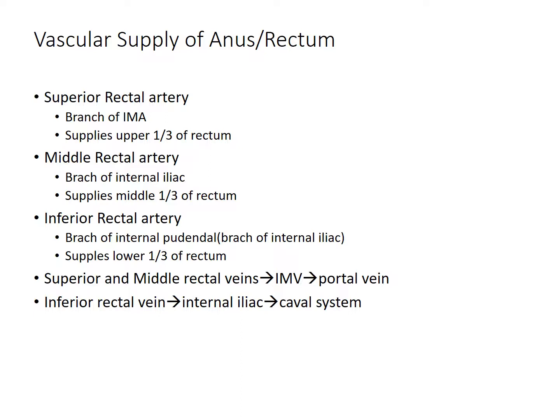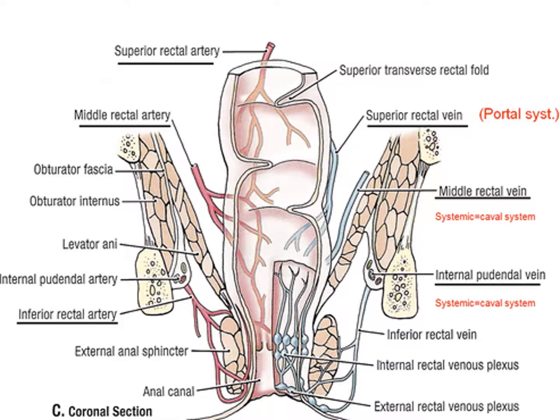Superior and middle rectal veins drain into the IMV, which go to the portal system. The inferior rectal vein goes to your internal iliacs, which go into your caval system. This is one of the portal-caval areas of shunting you see throughout the body. So here's a graphic of your blood supply.